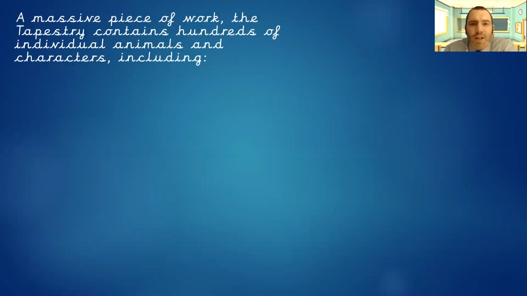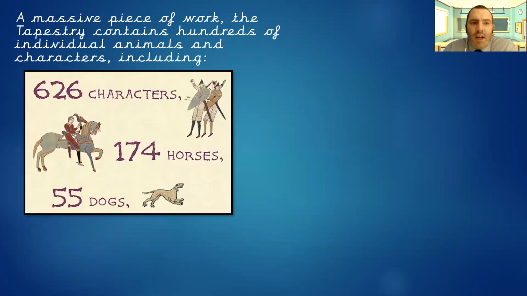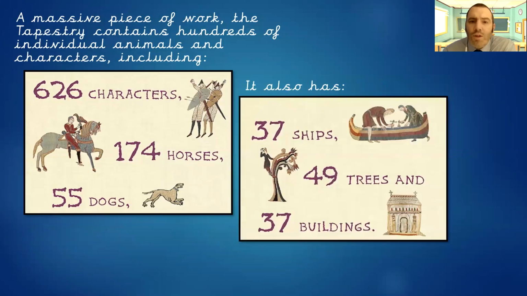The tapestry contains hundreds of individual animals and characters. I'm going to give you some statistics here. And you think these have all been stitched by hand. So people have spent hours sewing the individual details into this tapestry. 626 characters, whether they're kings or army people or carpenters making the boats. Whether they're horses, there's 174 of those, 55 dogs. It also has 37 ships, 49 trees, and 37 buildings. There's a lot of work that has gone into this.